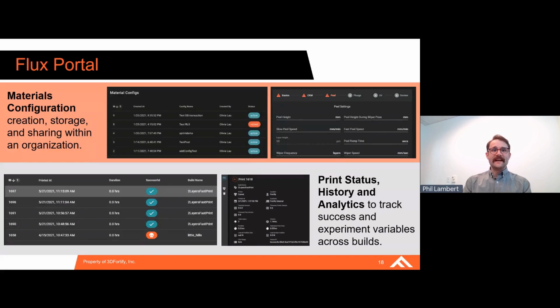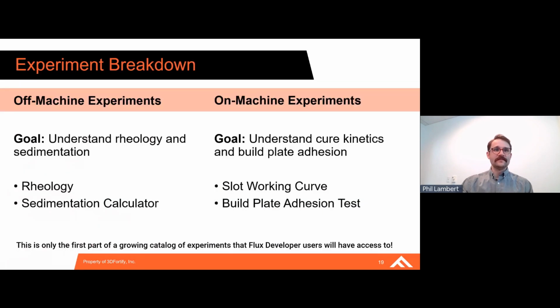Now we need to decide how we're going to define what each of these parameters need to be. And we do that through a series of experimentation. And so like I mentioned earlier, we've got the off-machine experiments and the on-machine experiments. The off-machine experiments are here to help us understand the rheology of our material and the sedimentation of our material. And the on-machine experiments are primarily designed right now to help us understand the cure kinetics and the build plate adhesion. And we'll walk through each of these tests.